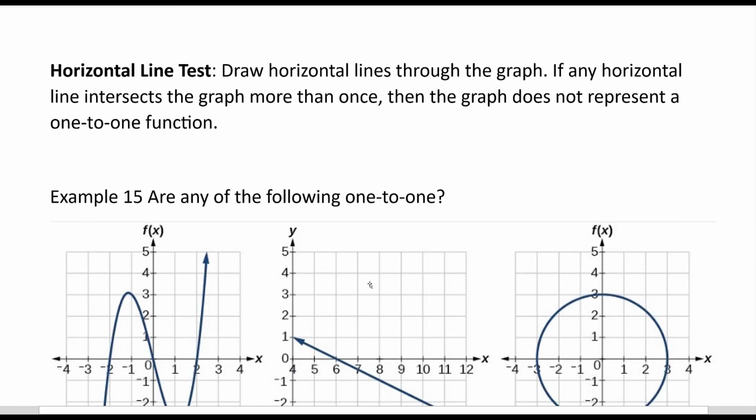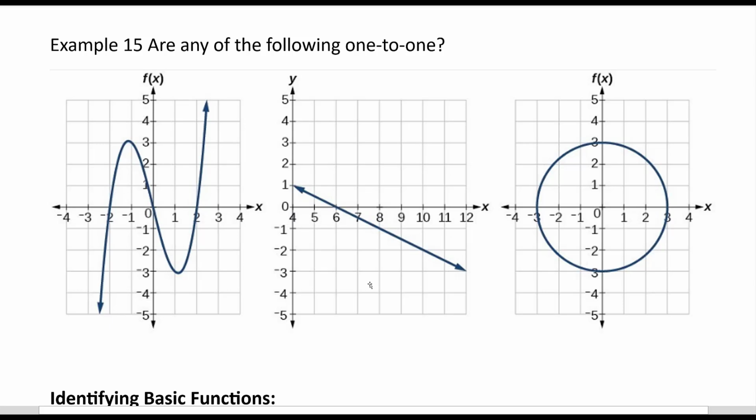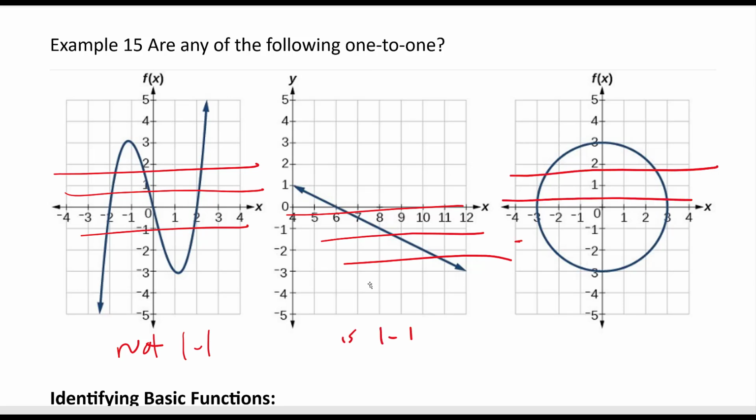Horizontal line test. Now this test is what we use to determine if a function's one-to-one. So draw a horizontal line through the graph. If any horizontal line intersects the graph more than once, then the graph does not represent a one-to-one function. It could still be a function, it wouldn't be one-to-one. So here it's going to hit more than once. So this is not one-to-one. Here it hits only once, so this is one-to-one. Here it's already not a function, but horizontal lines hit it more than once, so it's not one-to-one, and it's not a function because of the vertical line test.